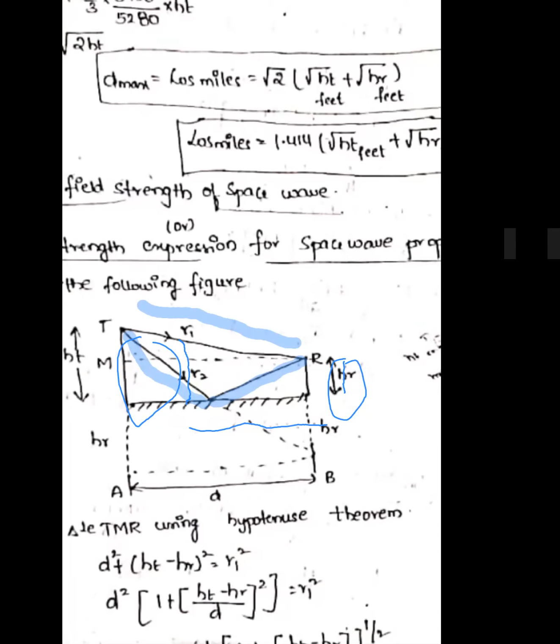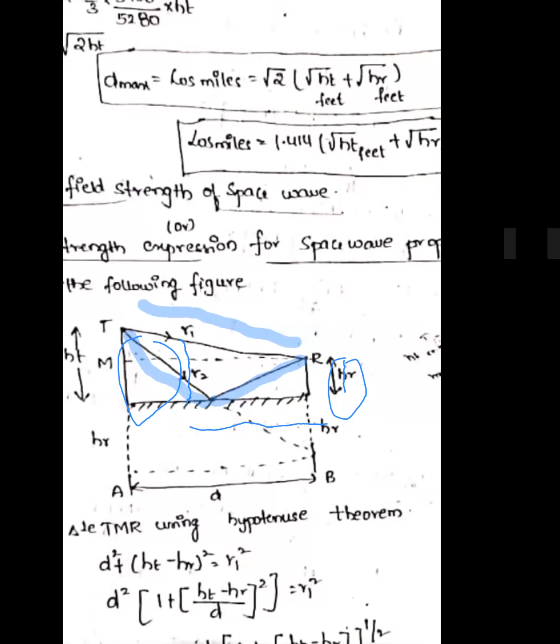As we have seen yesterday, a space ray is a combination of direct ray and indirect ray. A direct ray is a ray which goes from transmitter to receiver without any reflection, whereas an indirect ray is the ray which goes from transmitter to receiver with some reflection. So the direct ray without any reflection is R1, and the indirect ray with reflection is R2. I hope you understood this. This understanding plays a crucial role in deriving this derivation.